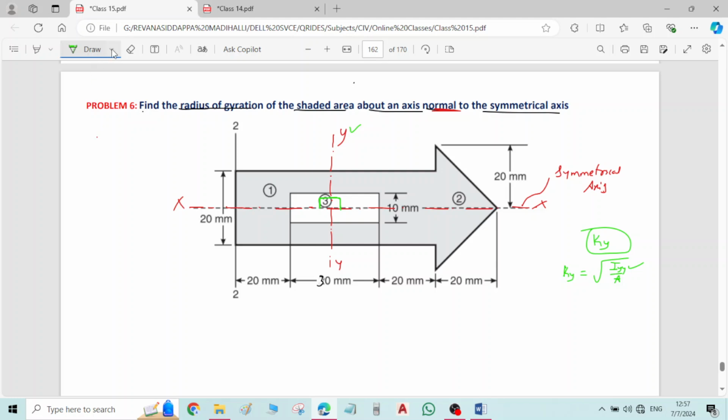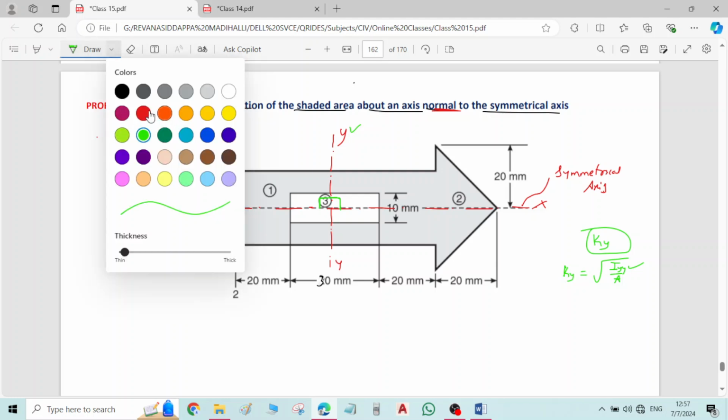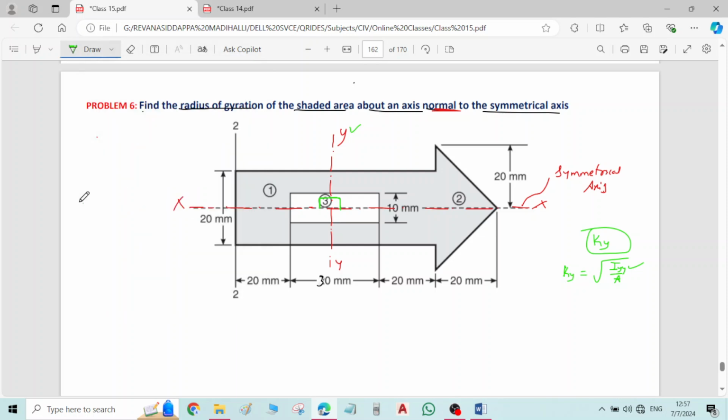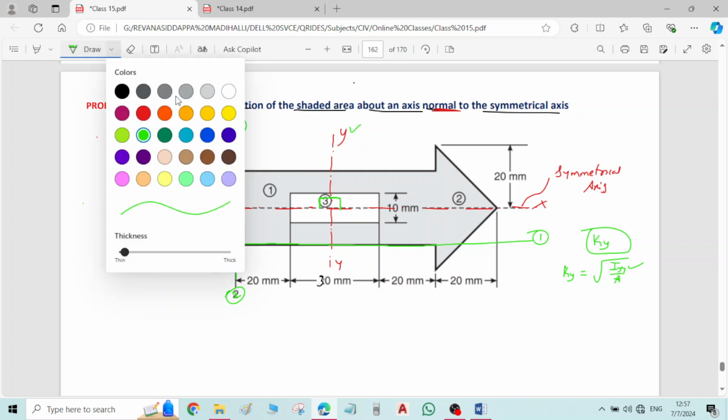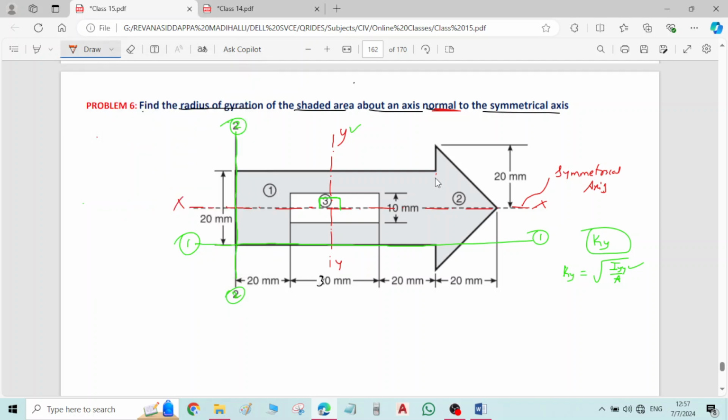Now let me draw the reference axis here. So this is the reference 1 axis, and this is the reference 2 axis. Now I will divide this whole figure into a number of components. Let me draw a dotted line so that we can form a triangle here.